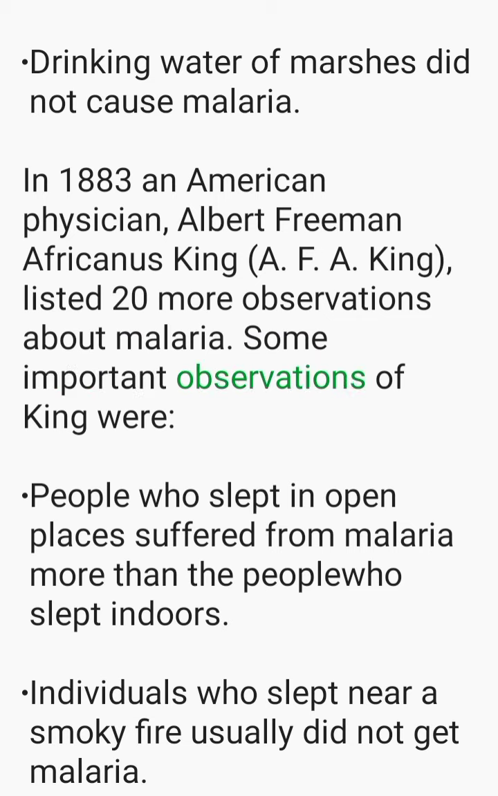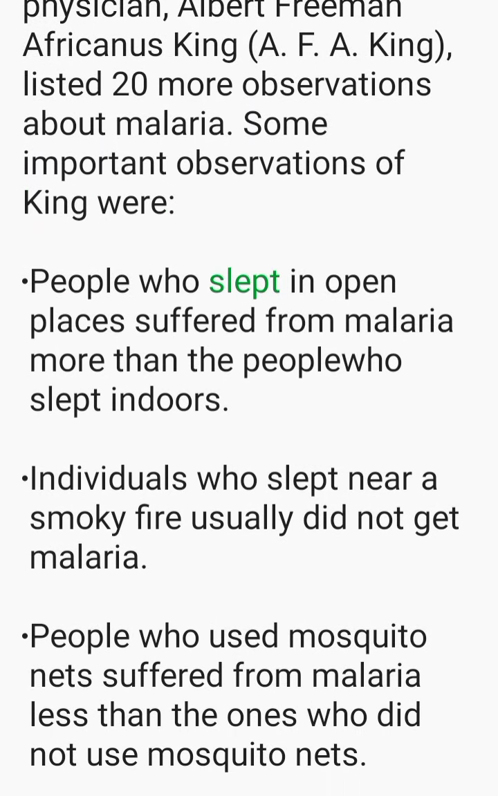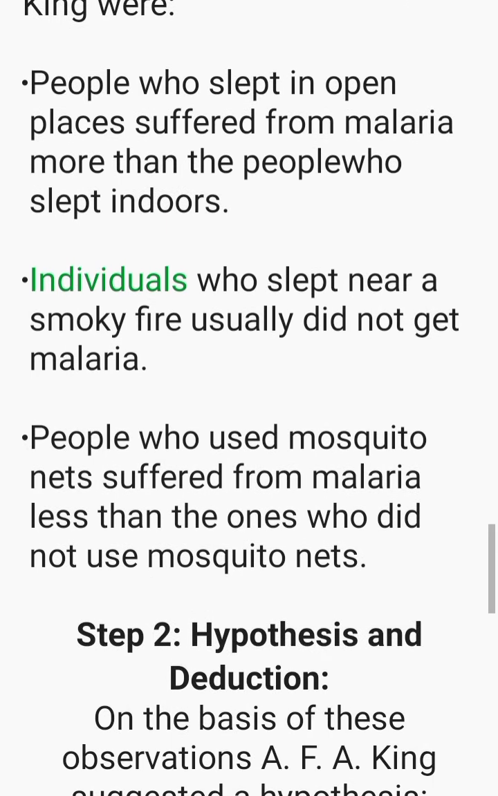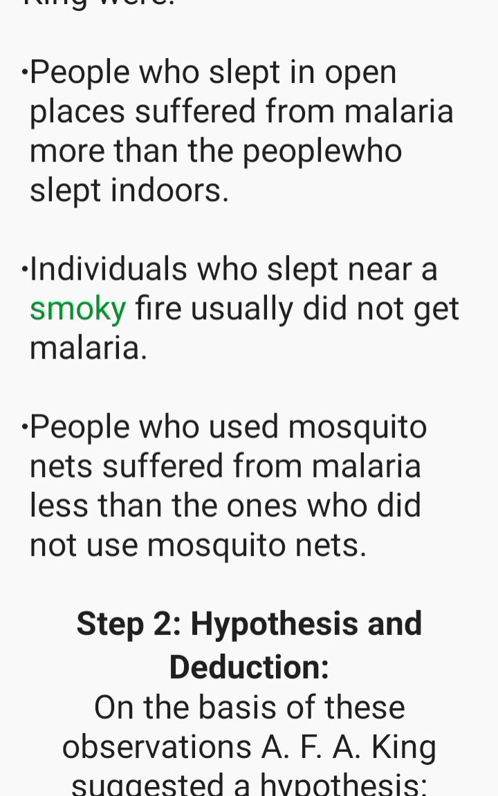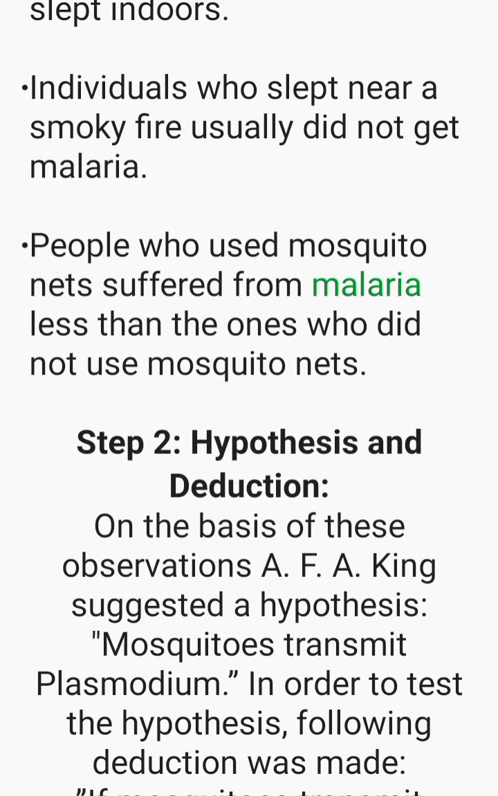Some important observations of King were: people who slept in open places suffered from malaria more than the people who slept indoors. Individuals who slept near a smoky fire usually did not get malaria. People who used mosquito nets suffered from malaria less than the ones who did not use mosquito nets.